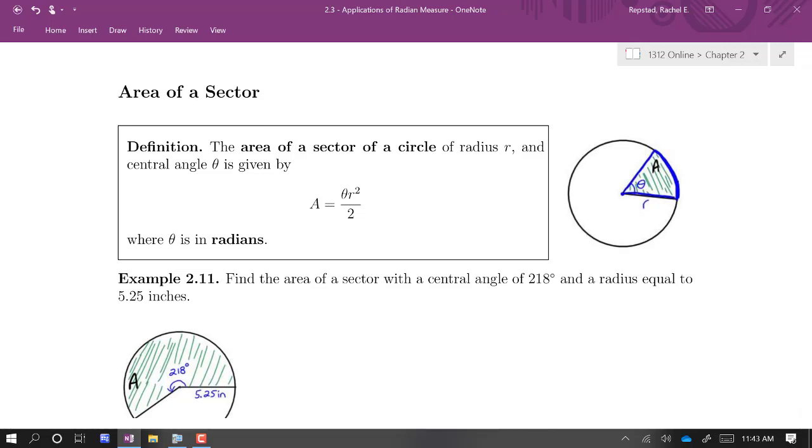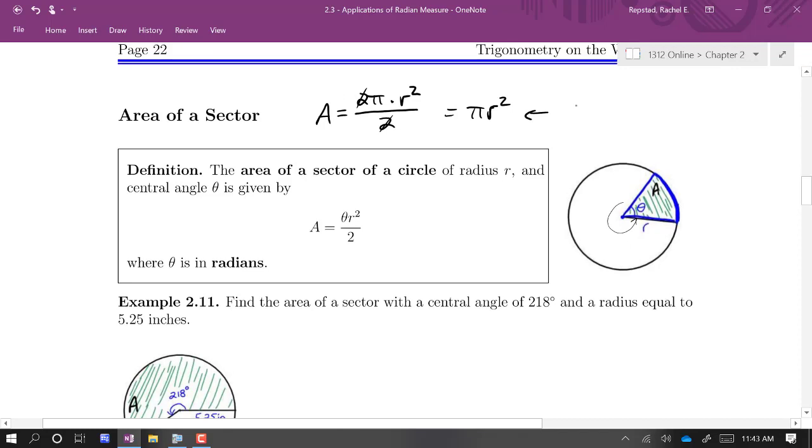Again, I'll point out that we already know a special case of this formula. If the central angle goes all the way around, then that sector is the entire circle. If theta is 2 pi, times r squared over 2, the 2's cancel and we get pi r squared. So this is a special case we're already familiar with. Finding the area of a circle, pi r squared, is a special case of the area of a sector formula.